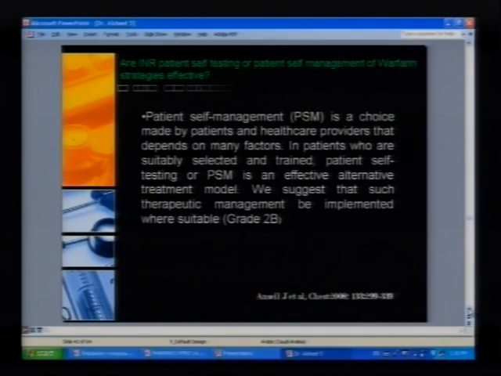And this is the nomogram mentioned already. This is also to have a unified duration of anticoagulation across all indications. And this is about INR patient self-testing or patient self-management.